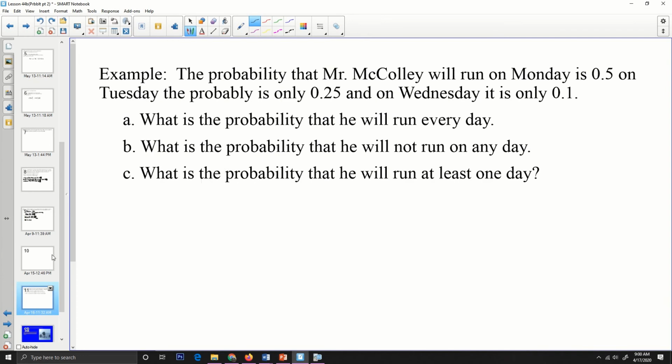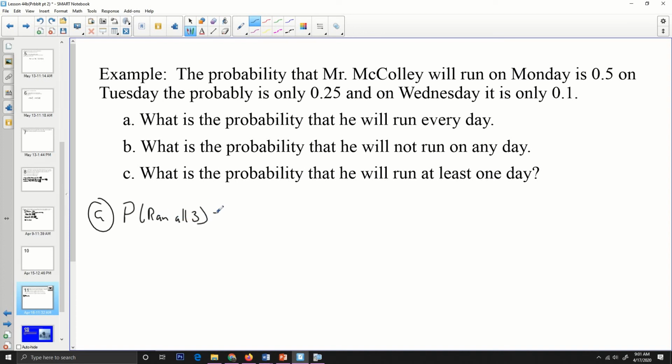All right, last one. Example, the probability that Mr. McCulley will run on Monday is 0.05. On Tuesday, that probability has dropped down to 0.25, and then on Wednesday, it is only 0.1. What is the probability that he will run on every day? So I would have to, these are all 3 different events, and running on the first day does not affect running on the second day or the third day.